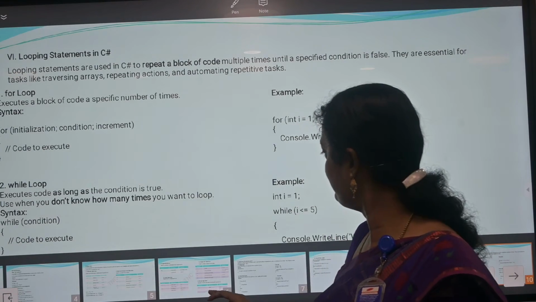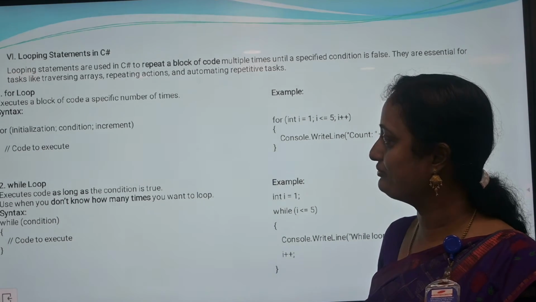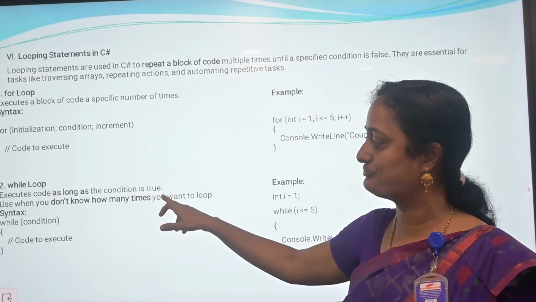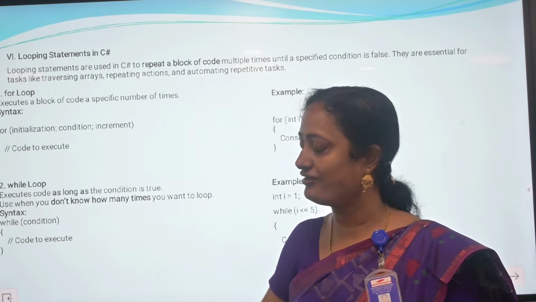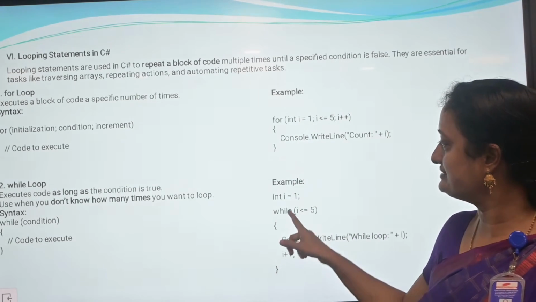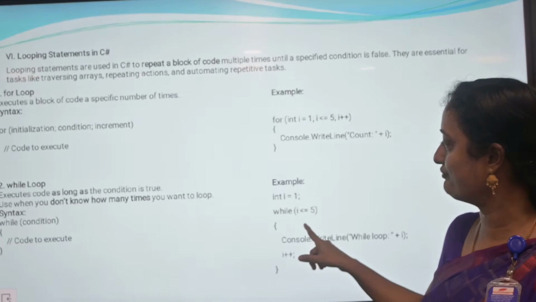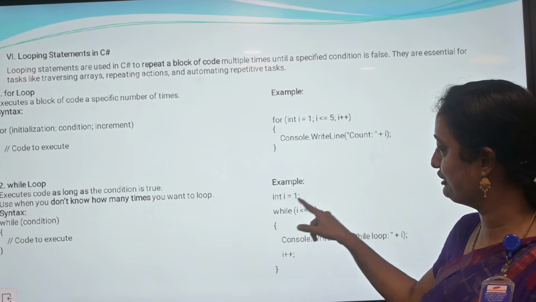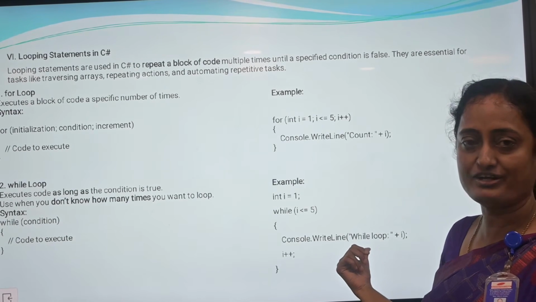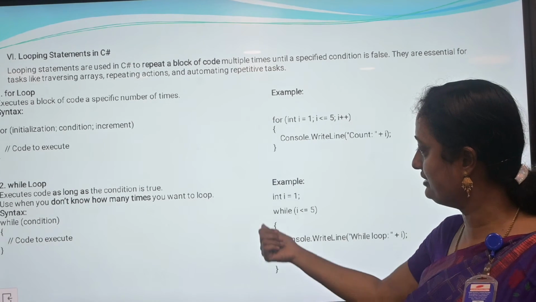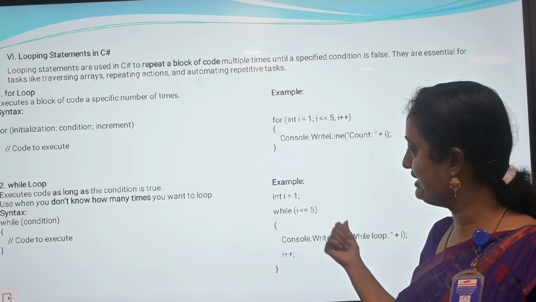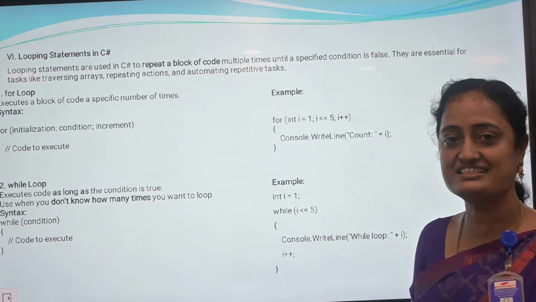Next we'll see the while loop statement. A while loop executes code as long as the condition is true. For example, the syntax is while condition, then the statement, that is, the block of code. Here I have given the i value as 1, i less than or equal to 5. Similarly here also it will check whether i value 1 is less than or equal to 5, then 1 will be printed and incremented by 1, now 2 will be printed and incremented by 1, then 3. So the loop will be executed until this condition is no longer satisfied.